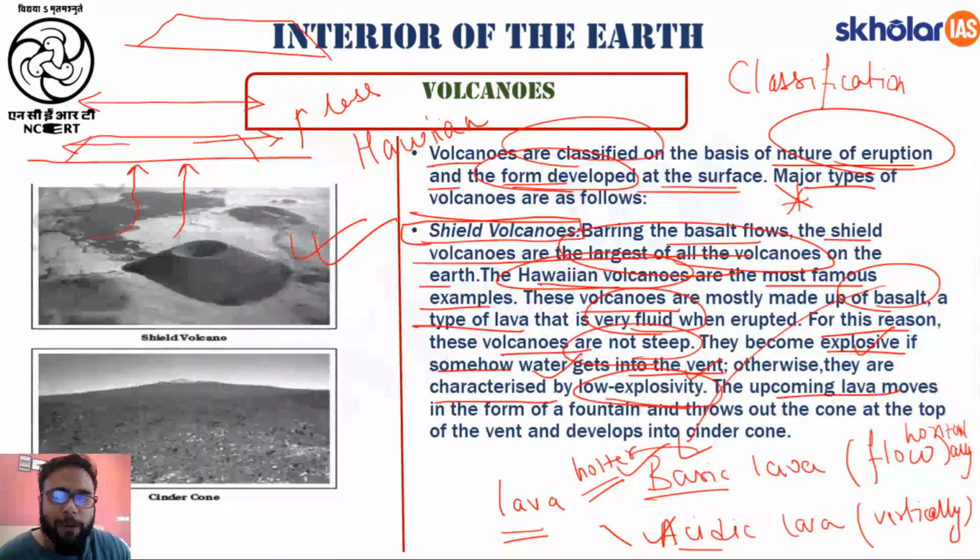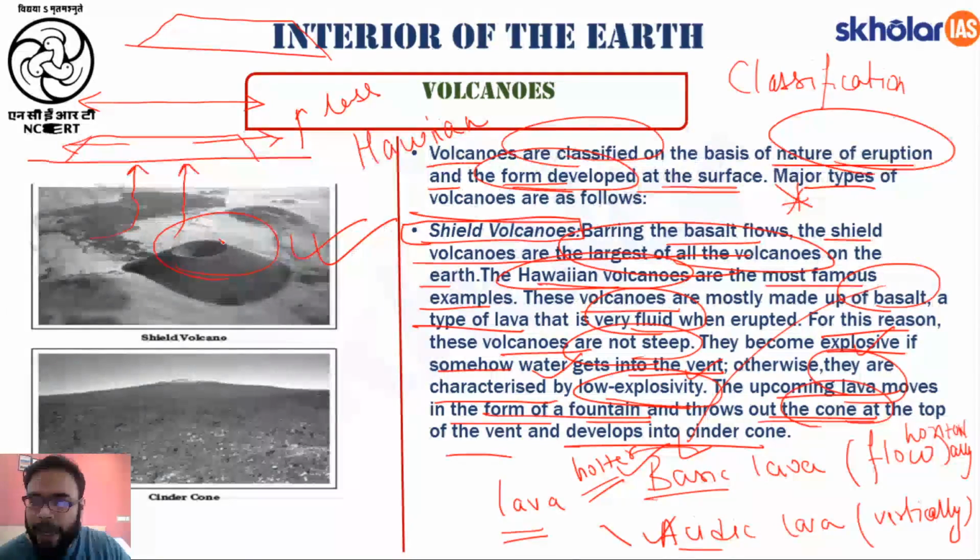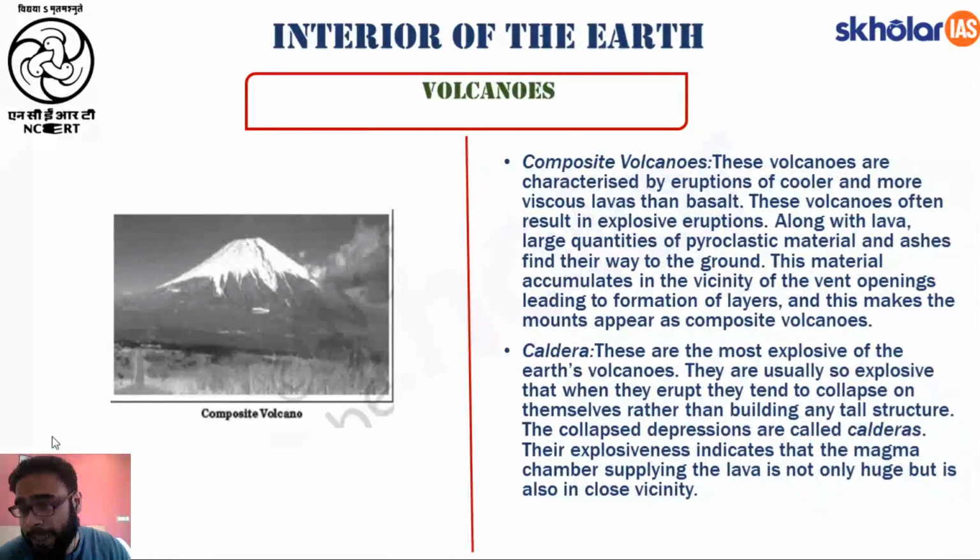Okay, the upcoming lava moves up in the form of a fountain and throws out the cone at the top of the vent and develops into a cinder cone. Fine. So as the magma moves up, what happens? The lava moves in the form of a fountain and throws out the cone. So here usually we had a cone, right? But this cone with time disappears, or it is thrown out at the top and it develops into a cinder cone. So this is the structure of a cinder cone. So this vertical structure that you see here, this triangular portion, gets removed.